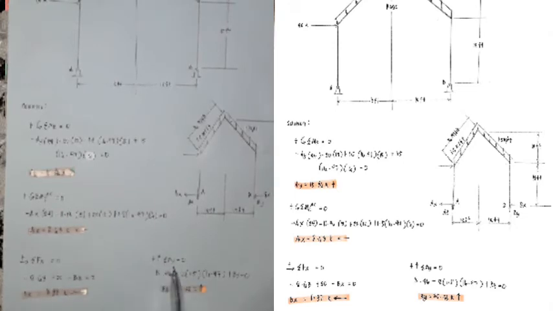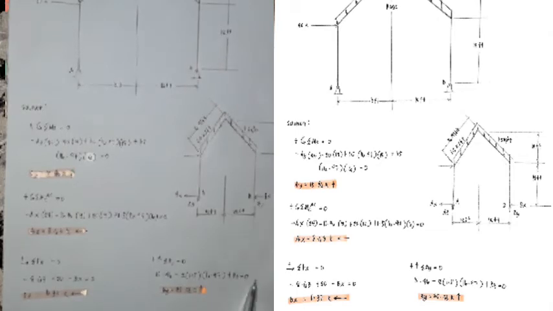The summation of forces in Y direction is equal to 0. 15.46 minus 2 times 1.5 times 16.97 plus BY is equal to 0. So BY is equal to 35.45k.